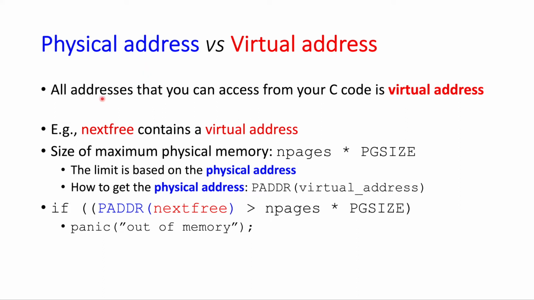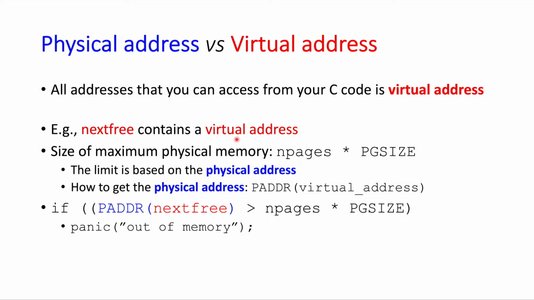Basically, all addresses that you use for memory access in your C code are virtual addresses. For example, if you are using the variable next_free, that variable contains a virtual address. If you access the memory in C, for example if you apply array access or zero out the content using memset, you have to use a virtual address, because we enabled paging in Lab 1. So our CPU can access memory only with virtual addresses. There's no way that we can access a physical address directly.